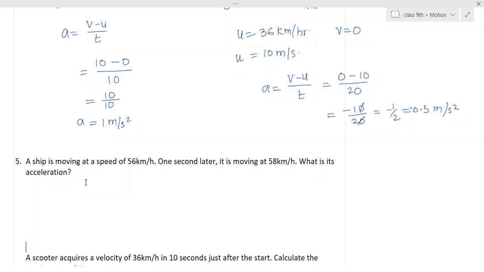I'm getting 1 point something. How do you get 1 point something from 5 by 9? 5 is smaller than 9. Ma'am, is the answer 0.56? 0.555, that is 0.56.